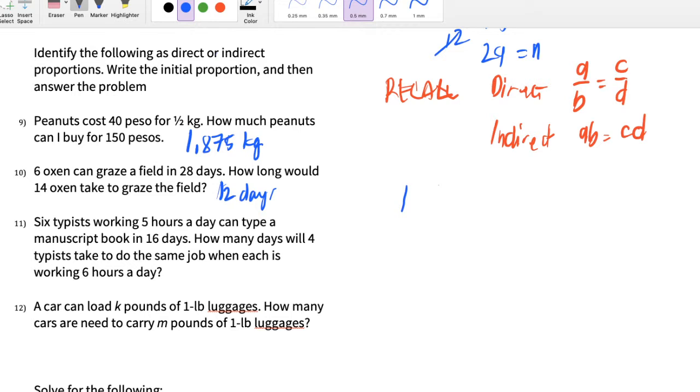So, here we have 5 times 6 times 16 is equal to 6 hours times 4 typists, kaya today, times X.